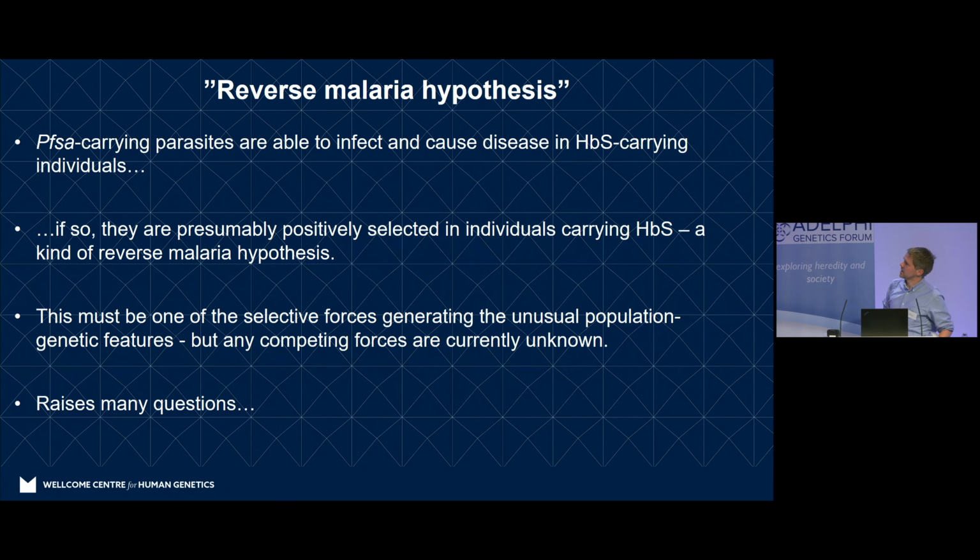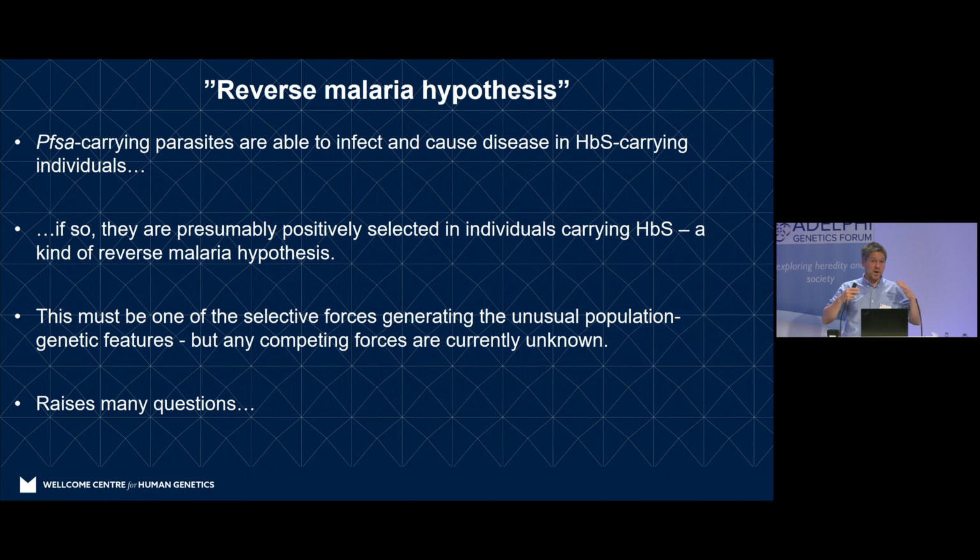All right, I need to wrap up. So I think of this as a bit of a reverse malaria hypothesis now. Instead of malaria prevalence pushing selection for human alleles, we've got human alleles pushing selection for malaria alleles instead. The hypothesis here is that the presence of sickle in the population positively selects for these particular malaria alleles, and that must be one reason that they are spreading.